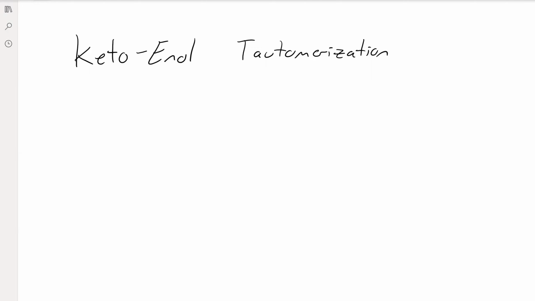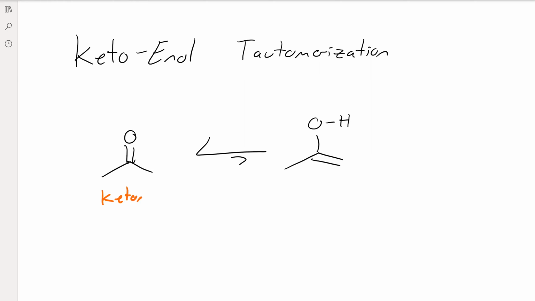Right, we're going to touch on a concept that we've previously touched on, keto-enol tautomerization. For example, when you have a ketone, it's generally going to be in equilibrium with its enol form. So this is the ketone, right? And then this is the enol. Enol: en like alkene, ol like alcohol, enol.